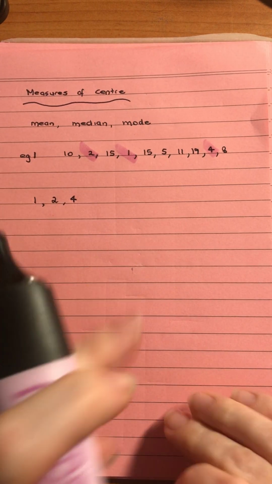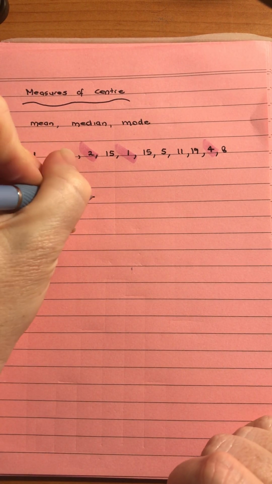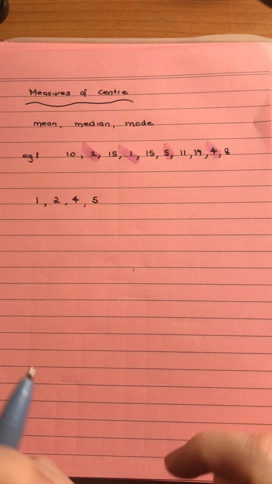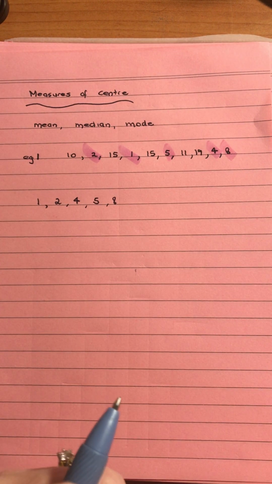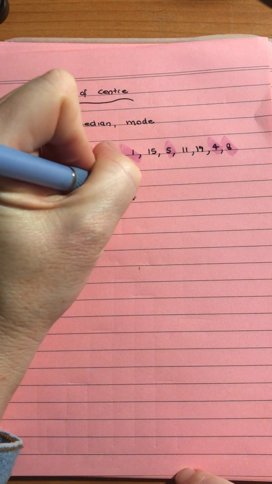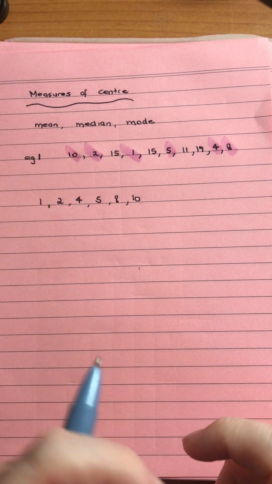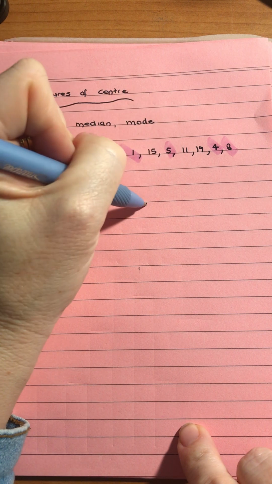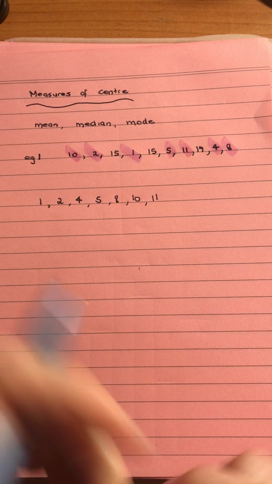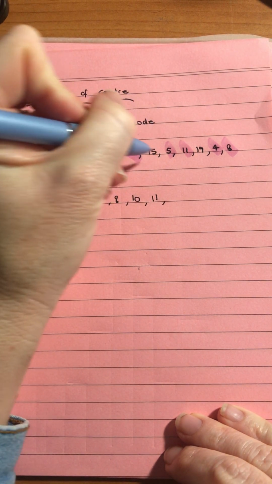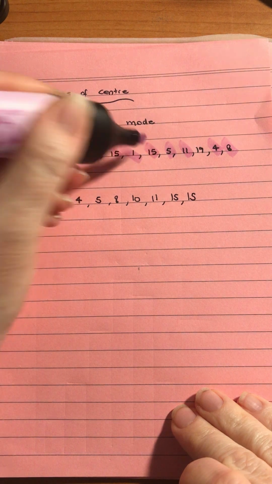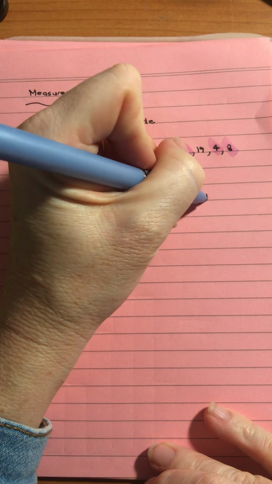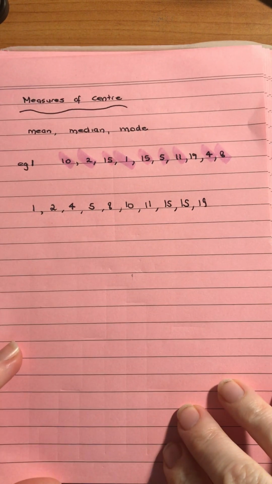And then my next one will be the 5. Then I've got my 8. Then the next one up is 10. Then I have an 11. Then I have 2 15s. And I have a 19. So I've now got them in order.